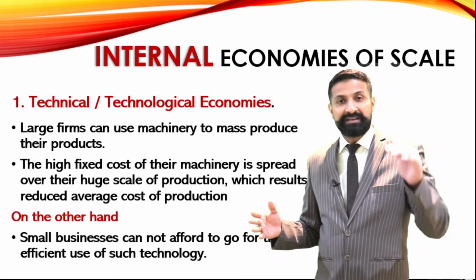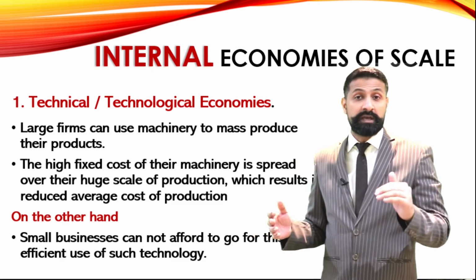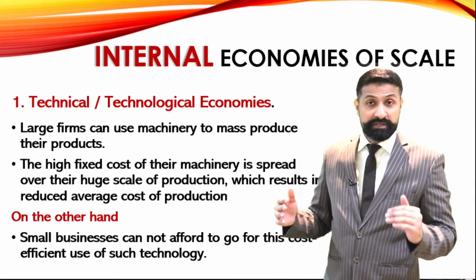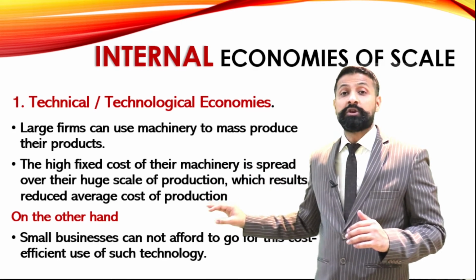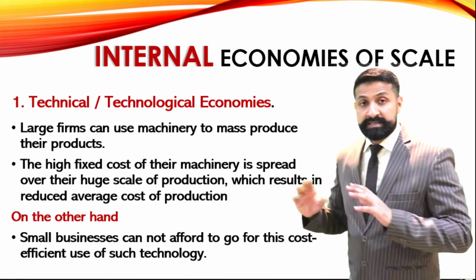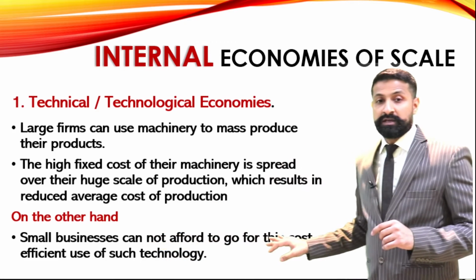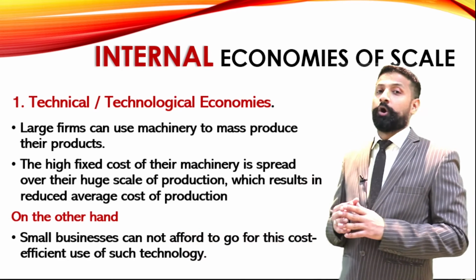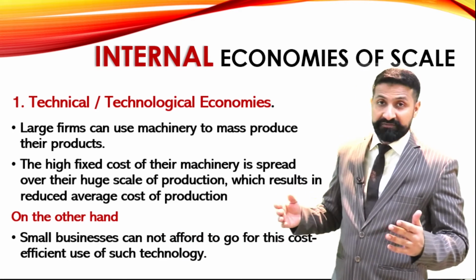Try to understand. That is the reason they could enjoy economies of scale, which is actually called reduced average cost per unit. But the individual cannot enjoy economies of scale. So small businesses cannot afford the cost-efficient use of technology. But big businesses have this edge.